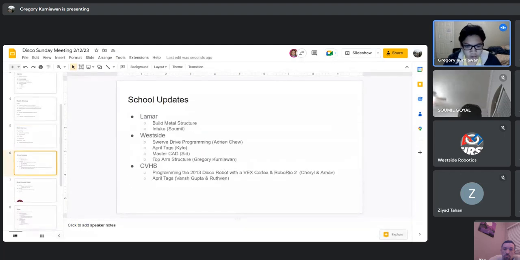Cool updates. The metal that we cut was at Lamar for the structure on the side. I think Somo's still working on the intake. I saw it yesterday, it looked pretty nice. He also worked on April tags. Said CAD as usual. I'm doing the top arm structure. We barely got anything done. I didn't get anything done last week actually, because we had some trouble getting access to our stuff. Carnegie, I think they're doing programming stuff as usual.